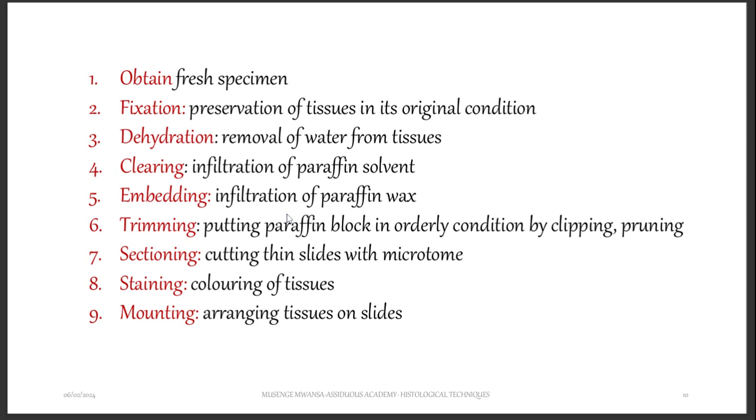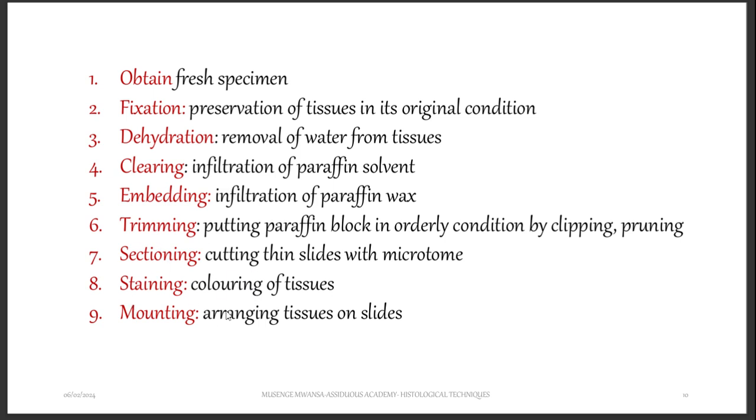And then you now start cutting this tissue into smaller pieces. That is known as trimming. In trimming, you are putting the paraffin block in an orderly condition by clipping or pruning. It's a very big tissue, and you are just cutting it into a nice size, but then cutting into very thin specimens using a microtome. That's known as sectioning.